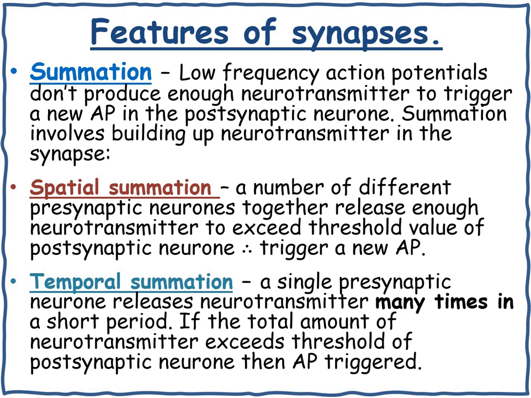There is spatial summation. This is seen with the rod cells which converge to one bipolar neuron. So it's where a number of different presynaptic neurons together release enough neurotransmitter to exceed the threshold value of the postsynaptic neuron and therefore trigger an action potential. Temporal summation is where a single presynaptic neuron releases neurotransmitters many times in a short period. So it increases the frequency. If the total amount of neurotransmitter exceeds the threshold of the postsynaptic neuron, then an action potential is triggered.